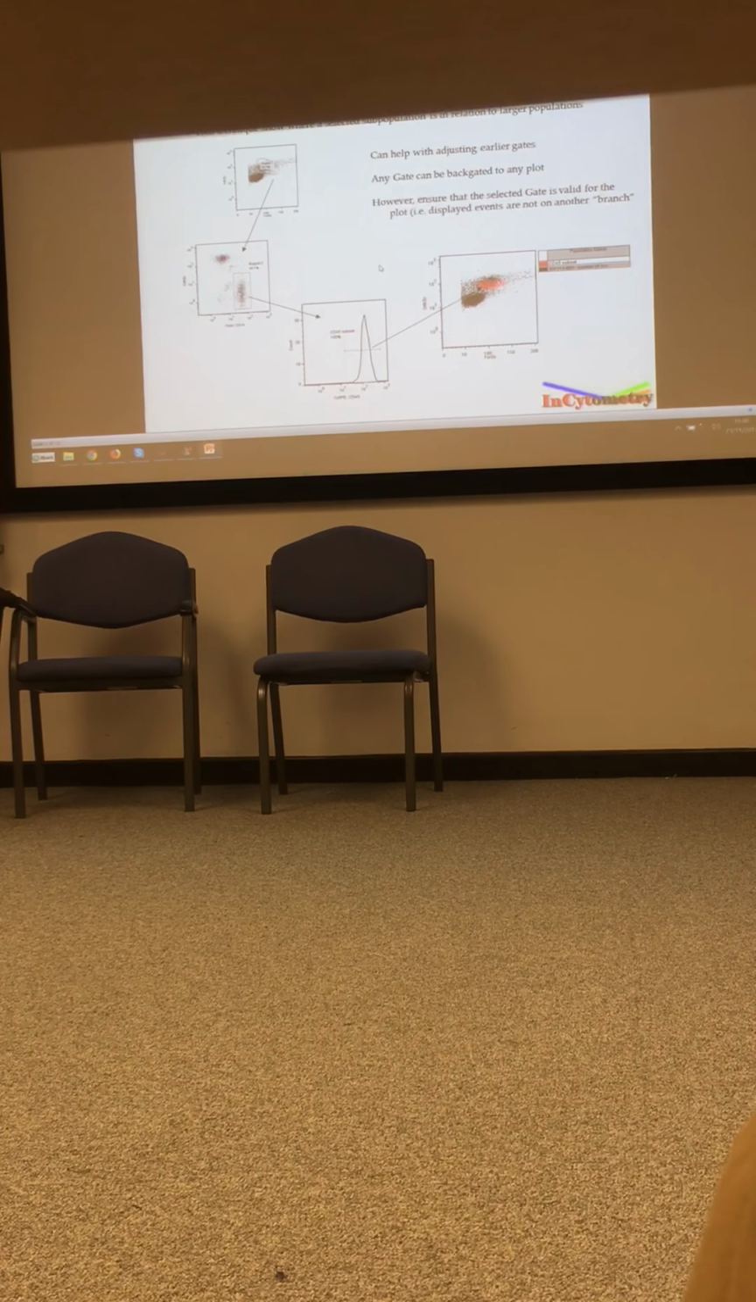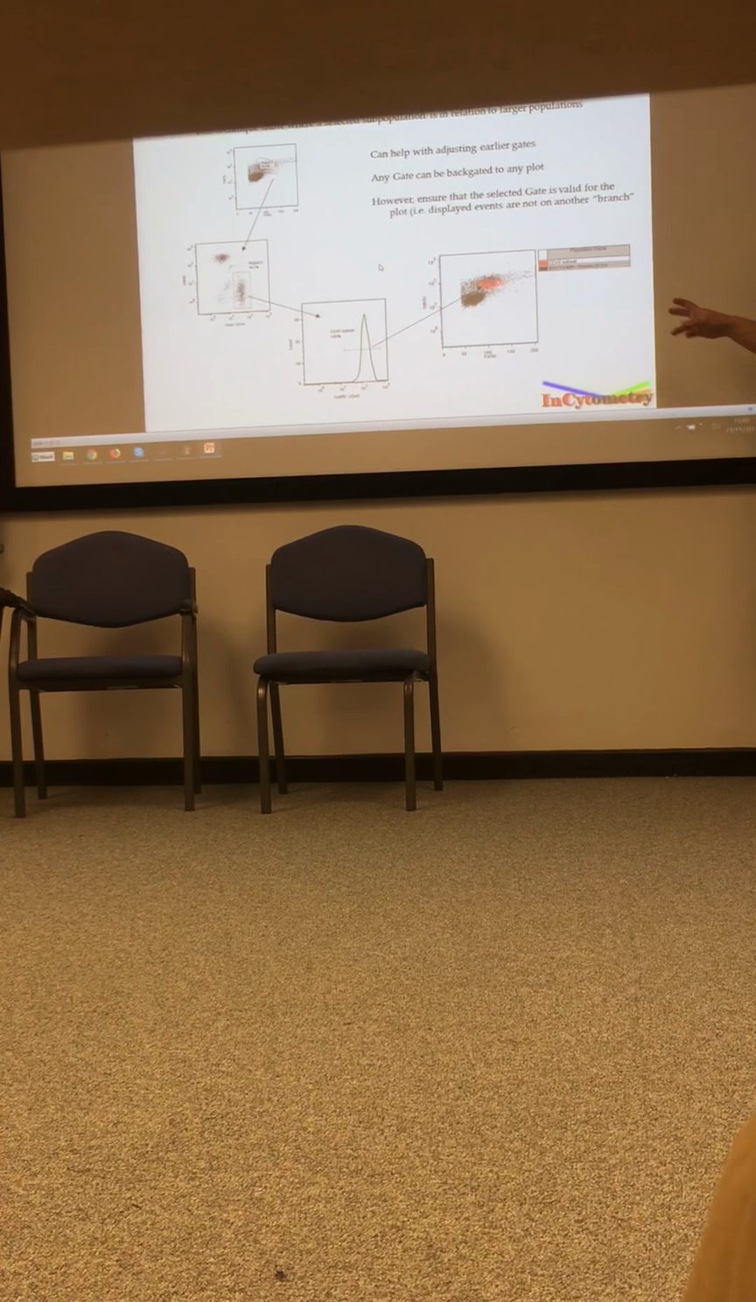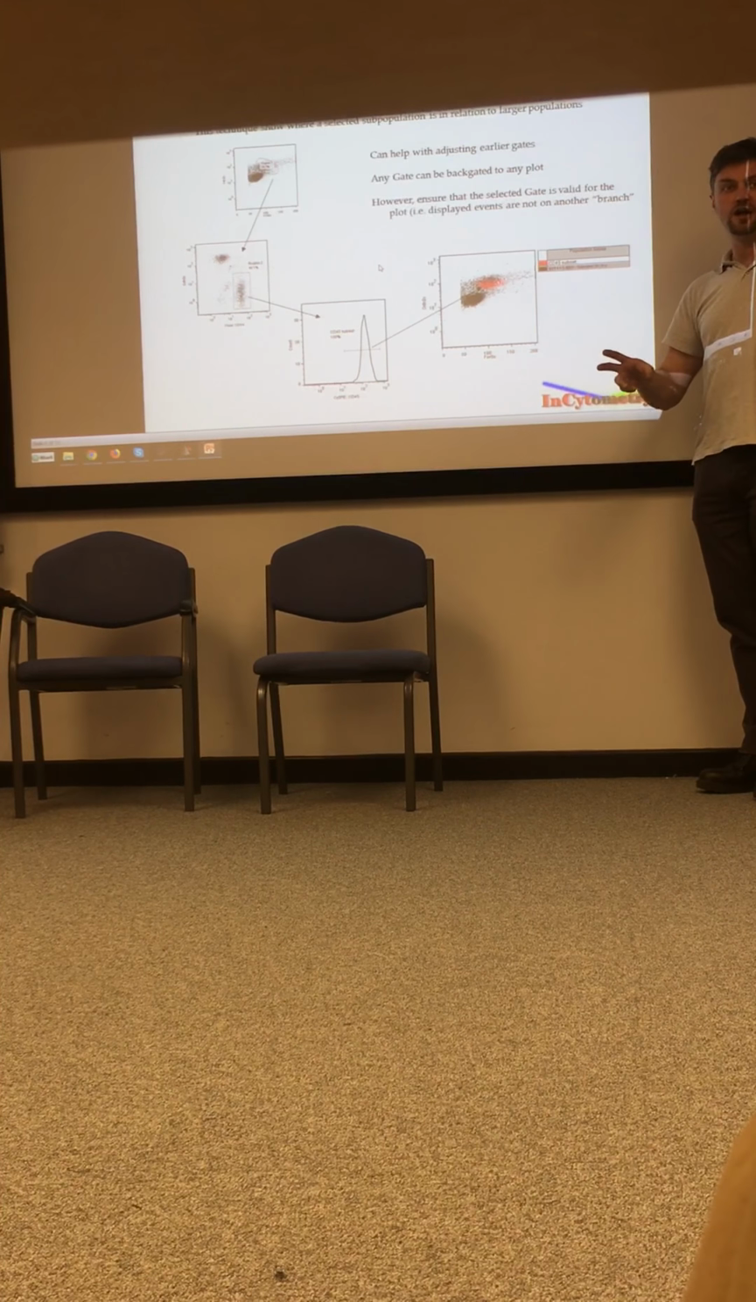And actually, I'm not going to do backgating. I'll include this one. Backgating is basically where you show a later population on an earlier plot.